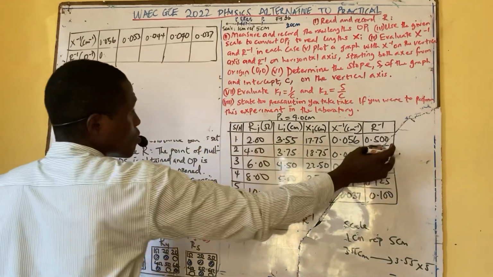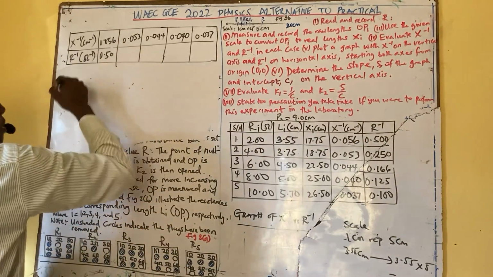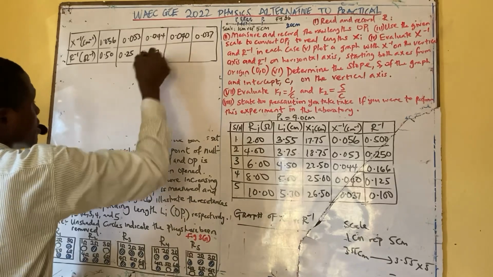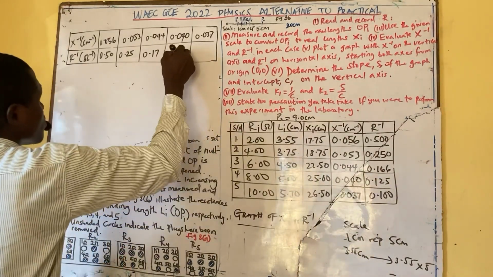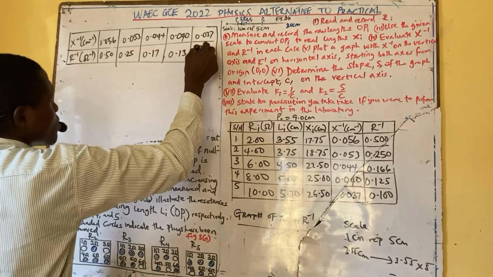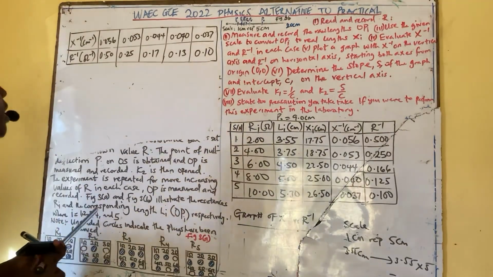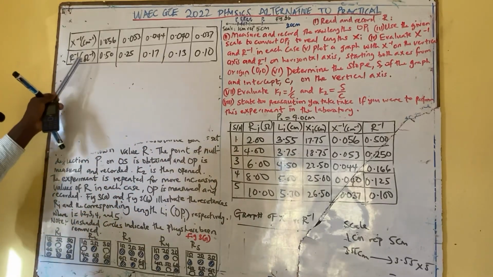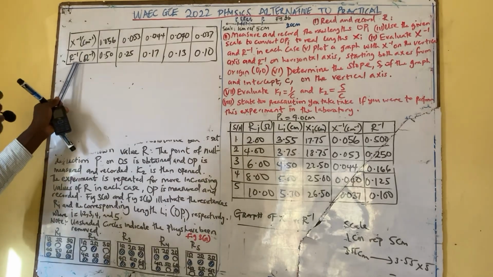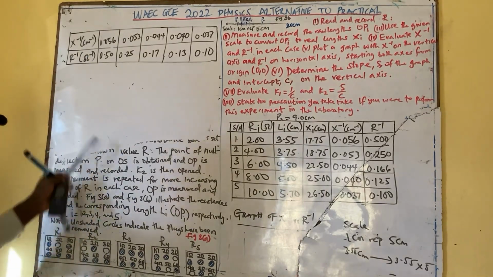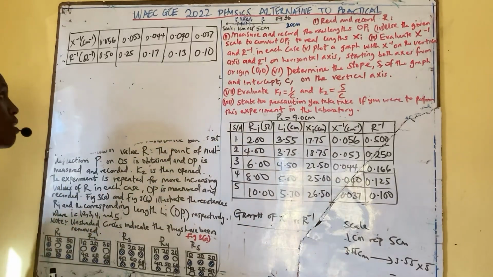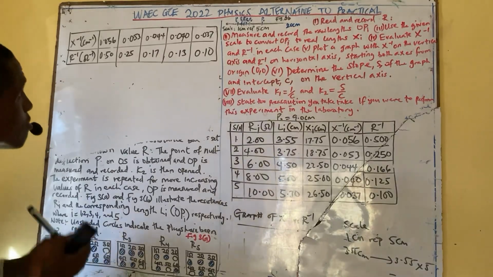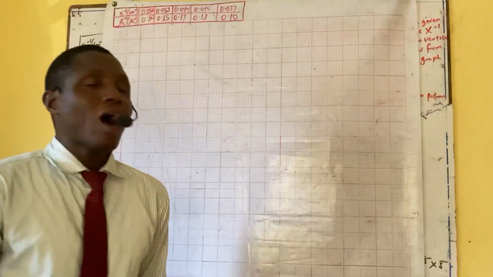Now this one we can plot to 2 decimal places: 0.50, 0.25, 0.17, 0.13, 0.10. These are the 2 sets of values that I'm going to be plotting on the graph, S inverse in per centimeter against R inverse in per ohm. Please take note of that so that we'll be able to hang our graph and then plot it. I haven't hung the graph yet.